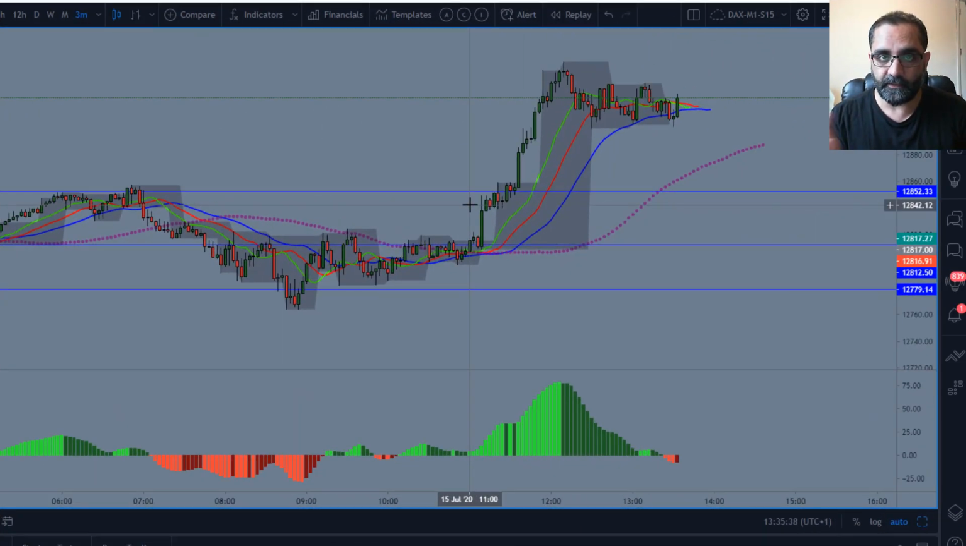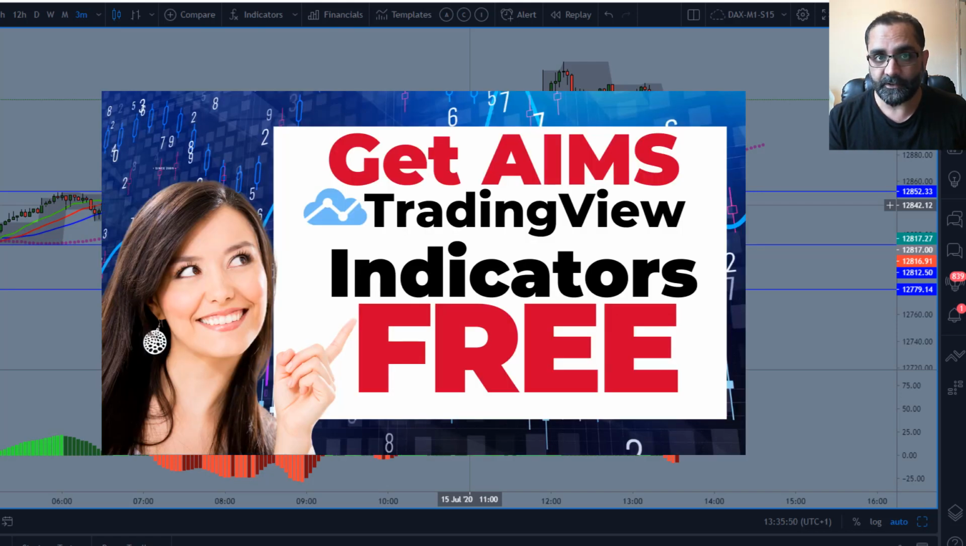So this is the TradingView platform. I'm using TradingView because it gives me the ability to create multiple time frames, and I have coded the AIMS indicators for it.